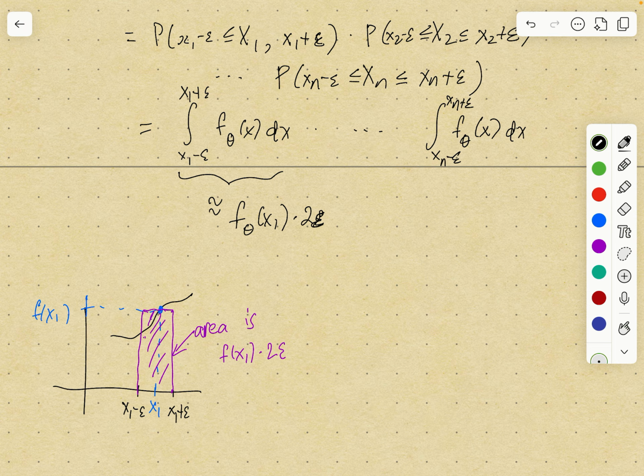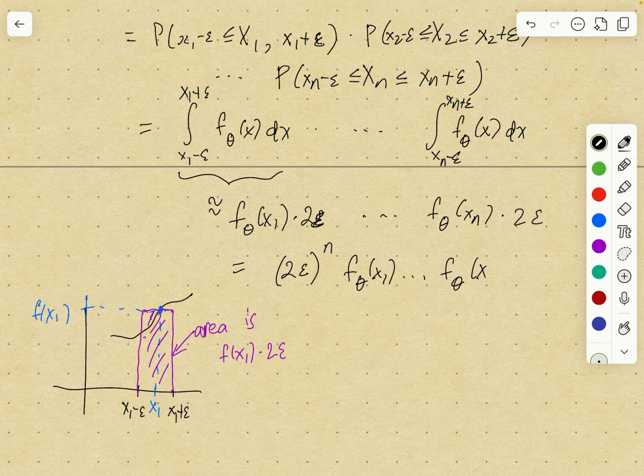Okay, so it's approximately that for x1, and then you do the same thing for xn, so f sub theta of xn times 2 epsilon. So this would be 2 epsilon raised to the nth power times f sub theta of x1 dot dot dot f sub theta of xn. Okay?